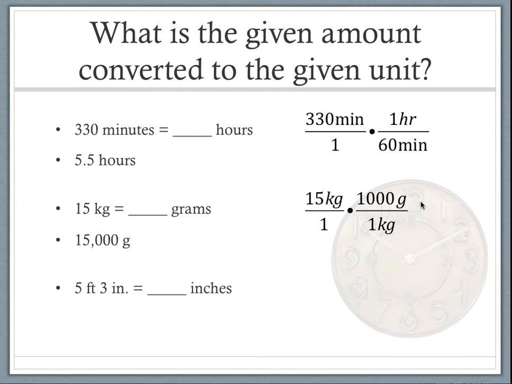Next, 5 feet 3 inches to inches. We know we just take feet times 12. Well, again, using a conversion rate, I can do 5 feet over 1 times 12 inches over 1 foot, because 12 inches is the same as 1 foot. And then I'm going to add the 3 inches. When I do that, I get 63 inches. So the conversion rate is the process that we're trying to practice today.